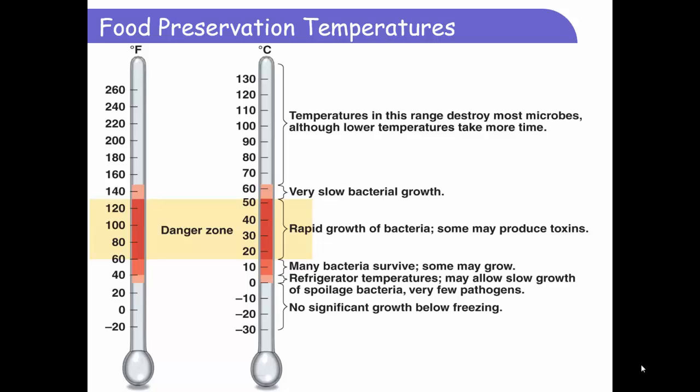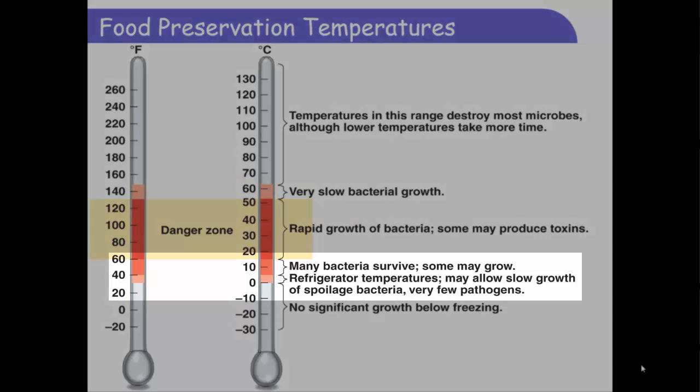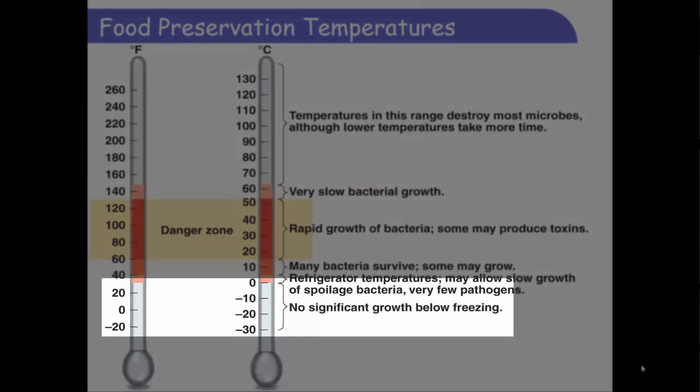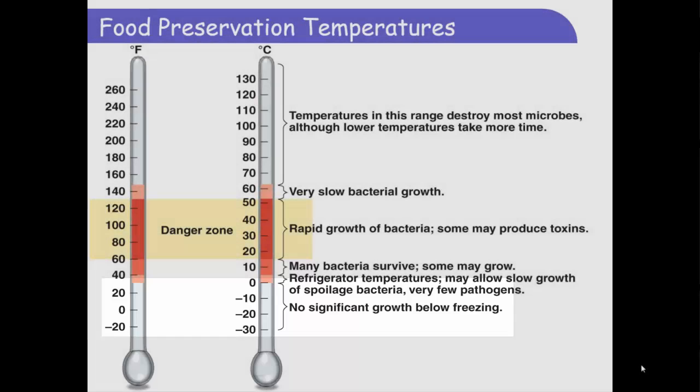And so what temperature do you want to cook your meat at? Ground meat is to be cooked to 160 to 165 degrees. Why? Many bacteria can survive lower temperatures, even of the mesophiles, and may grow slowly. So in the refrigerator, some of them can actually still survive, but very few of them actually are pathogenic. And with freezing, there's no significant growth of these mesophiles below freezing.